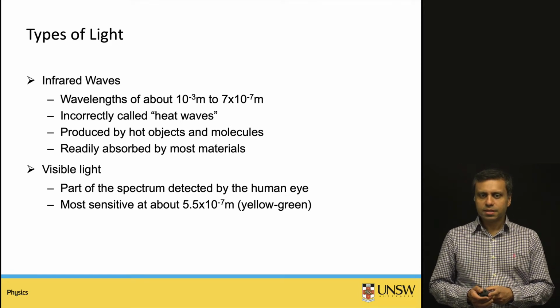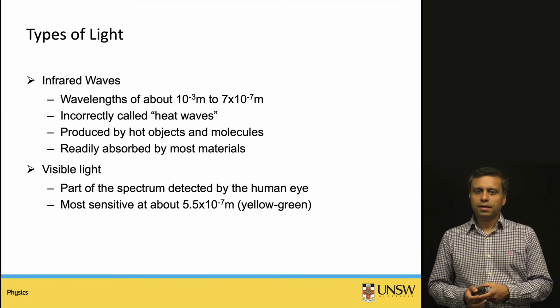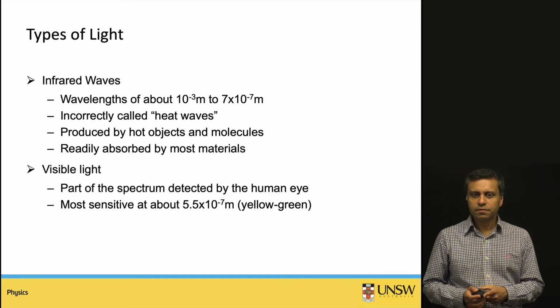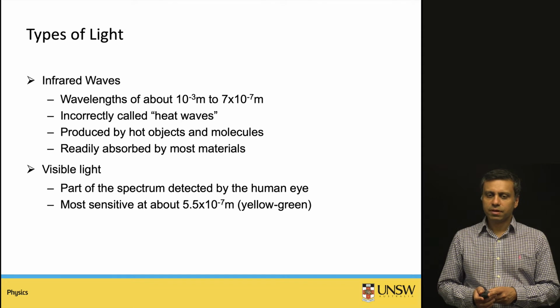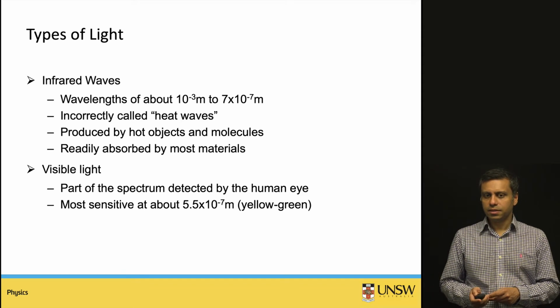And visible light is the part of the EM spectrum that our eyes can detect. Our eyes are most sensitive to wavelengths of about 5 times 10 to the power minus 7 meters, which is in the yellow to green regime.